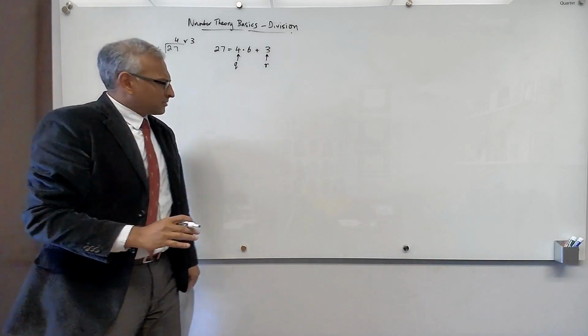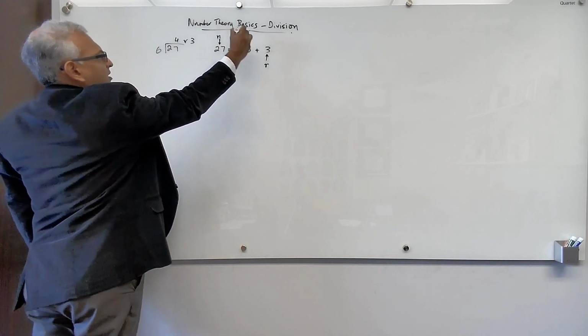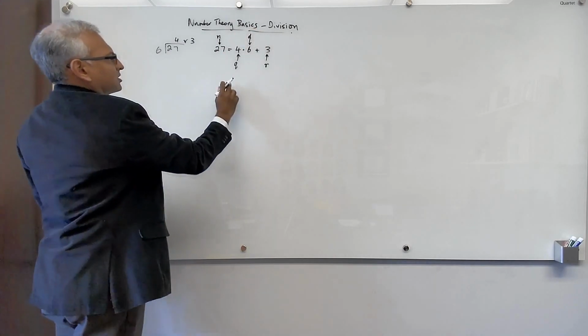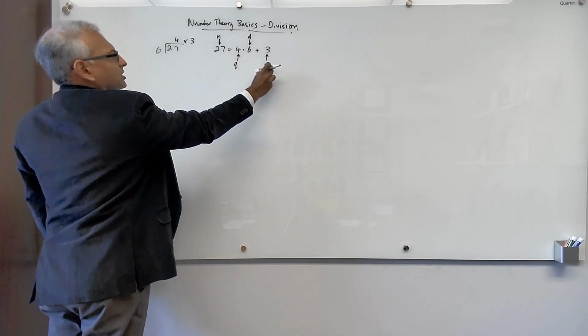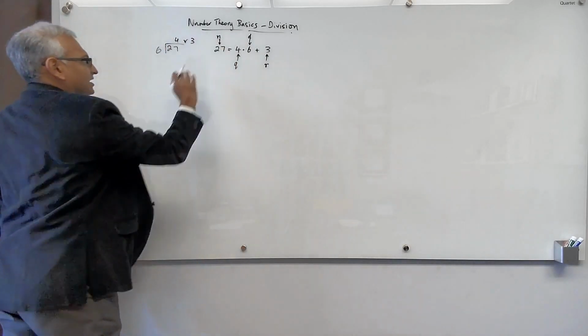And now, this breakdown of any number, so you can think of this as a number n, and you can think of this as a divisor d. So you have a number n, a divisor d, a quotient, and a remainder. This breakdown is fundamental, and it always exists for any number and any divisor. So, theorem.